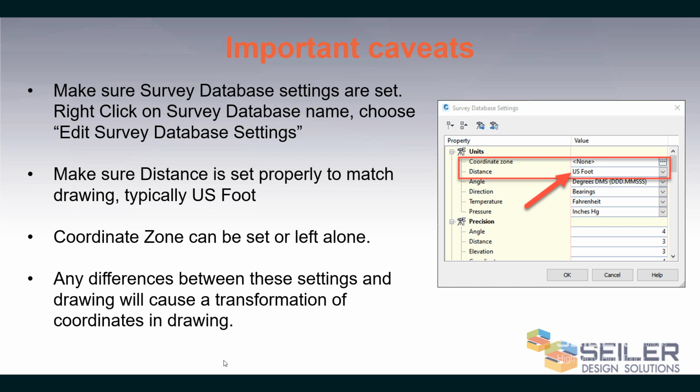Now, you could set the coordinate zone here as well. It's not necessary unless you're doing a transformation between coordinate zones, like going from NAD 27 to 83 or something like that, or UTM or Latlon. You make sure you set your coordinate zone in the survey database, and you make sure you set it in the drawing, and then it will do a proper transformation of those points too.